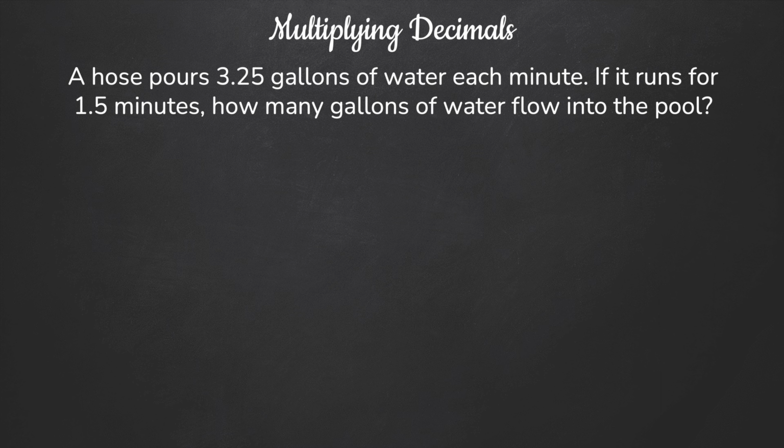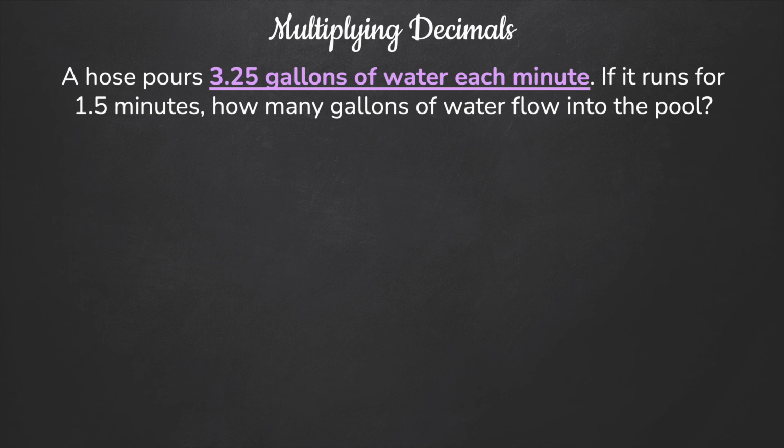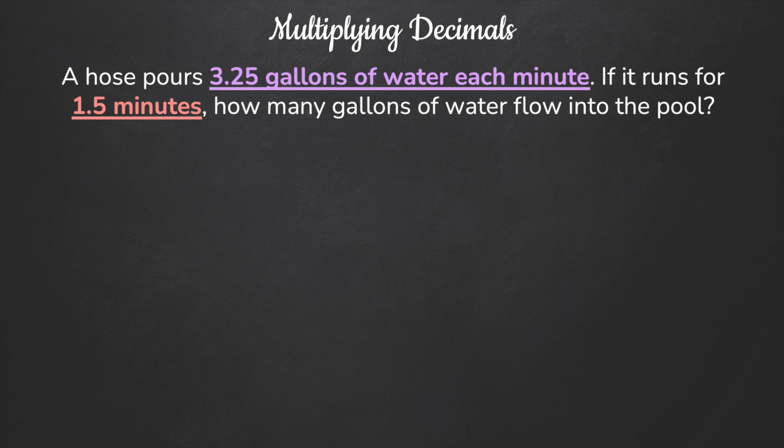Here we have our next word problem. It says a hose pours 3.25 gallons of water each minute. If it runs for 1.5 minutes, how many gallons of water flow into the pool? So we know that it pours 3.25 gallons each minute, and it runs for 1.5 minutes.